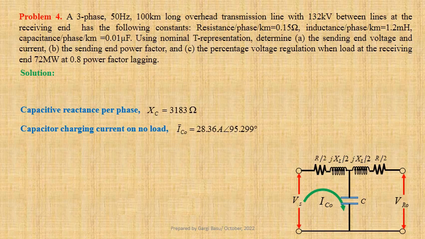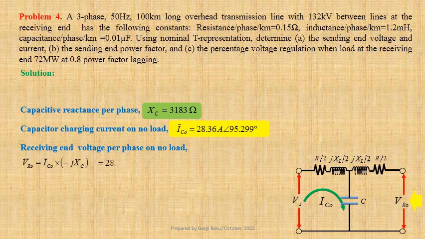Now we shall determine no load receiving end voltage per phase. VRO equals to ICO into minus of J times XC. Using values we get 28.36 at an angle 95.299 degree into 3183 at an angle minus 90 degree. That gives us 90,270 volts at an angle 5.299 degree.